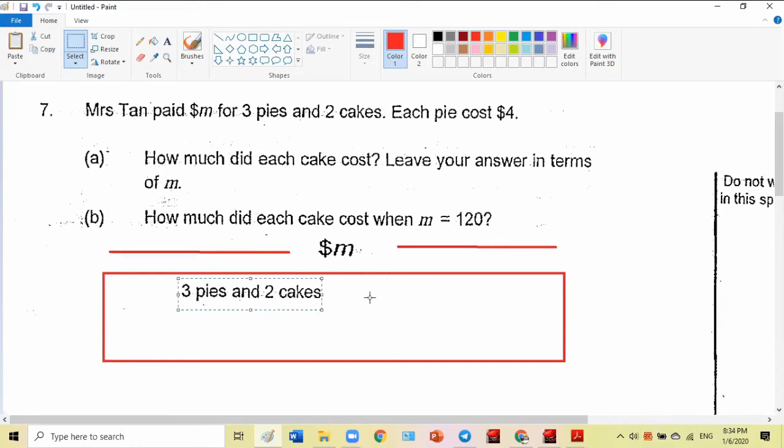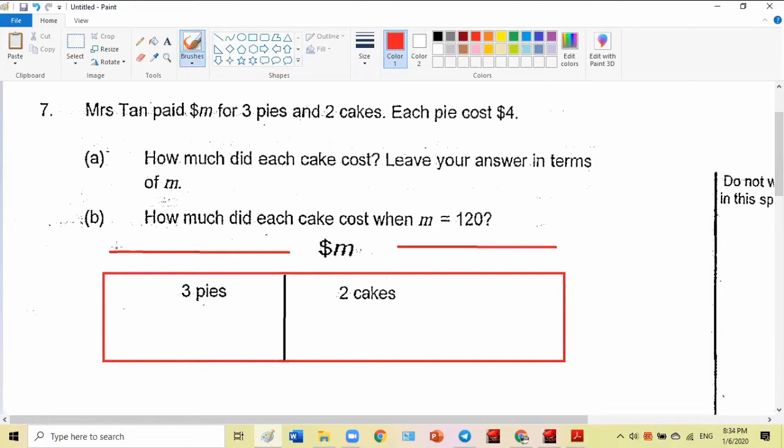There. Inside here is the cost of 3 pies and 2 cakes. Is it okay? I really don't know how much, I just cut it in the middle. Doesn't really matter, it might not be the same. But you understand why I drew it like that, Miss Rachel?